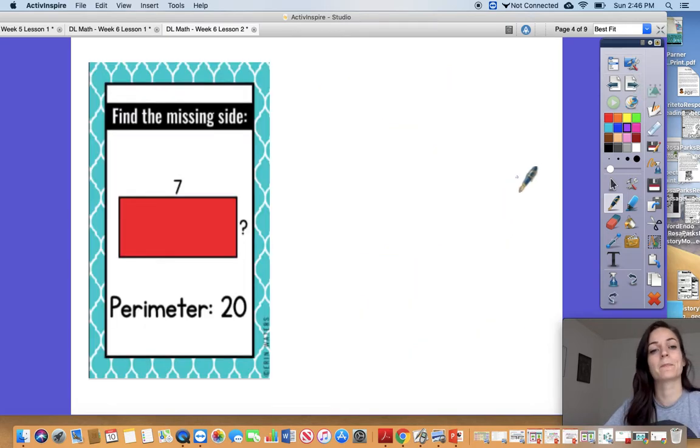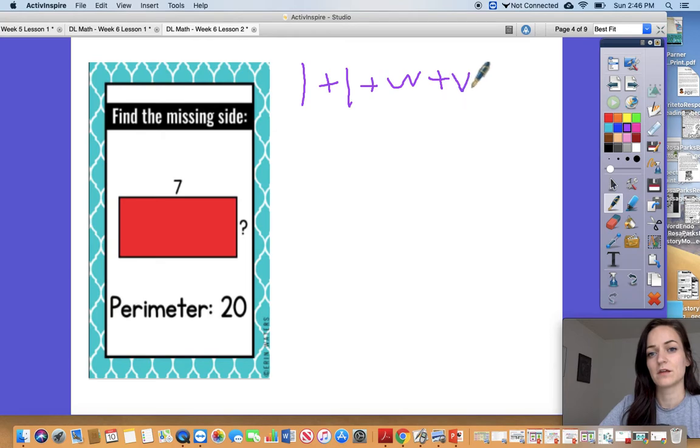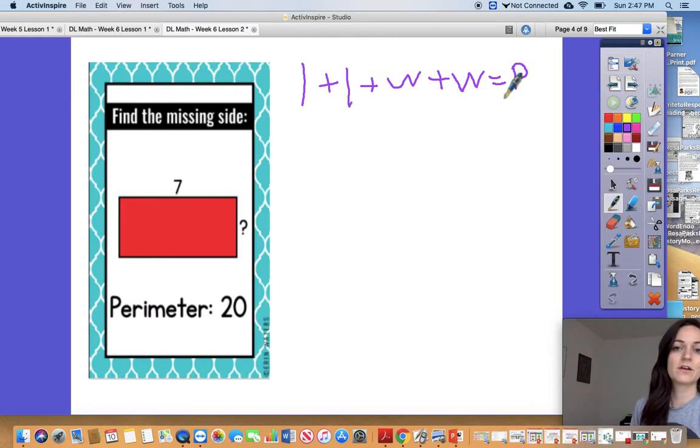Let's do another one. Find the missing side length. If it gives me the perimeter, I know that perimeter is length plus width equals the perimeter. So I'm just going to fill in what I know. Go ahead and pause the video and try this one on your own and see if you can get the answer, and then push play when you're ready to find out the real answer.